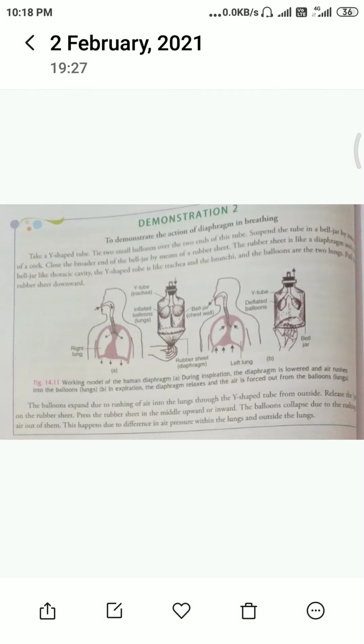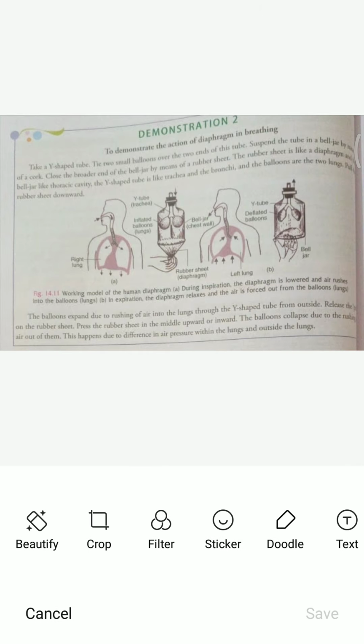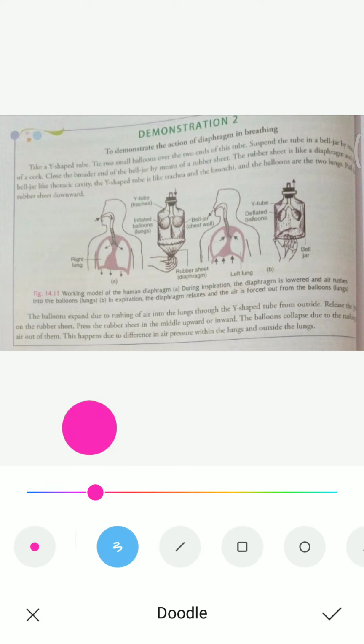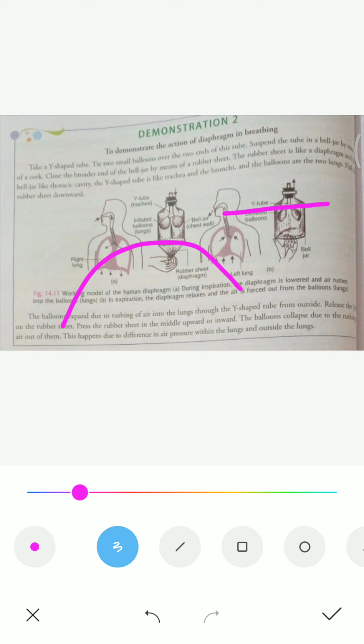Second demonstration is to demonstrate the action of the diaphragm in the process of breathing. We already know that the diaphragm is a kind of organ, or I should rather say it is a C-shaped structure. It is such that at times it bends and gets curved, and in the normal position it is just present in a straightened form.